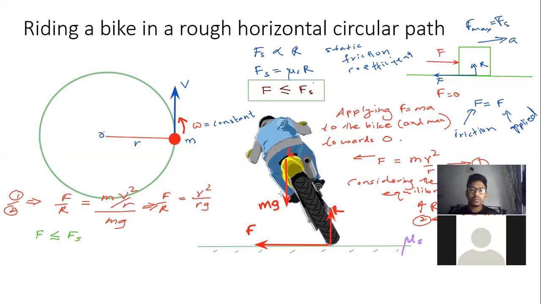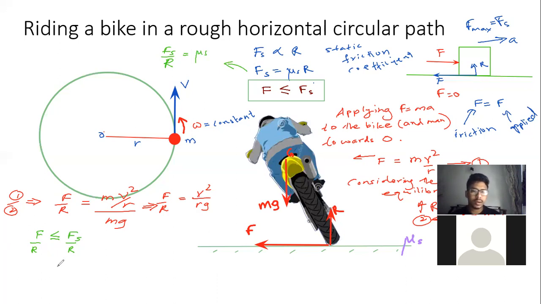So F is always less than or equal to Fs. So that's what I have written here. In this formula, F is less than or equal to Fs, I'm going to divide both sides by the normal reaction force R. Right now, from this formula, we can write Fs over R is actually equal to mu s, right?